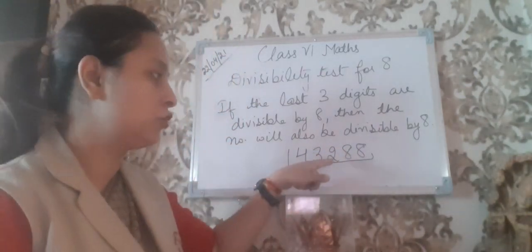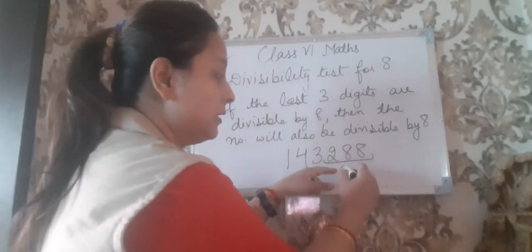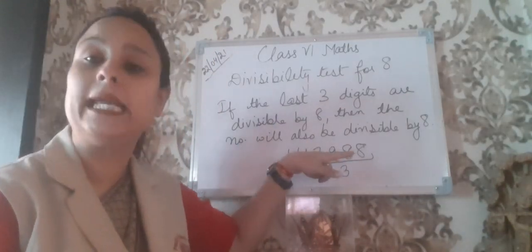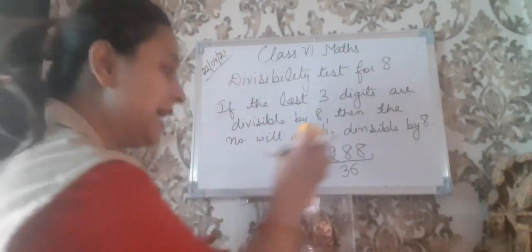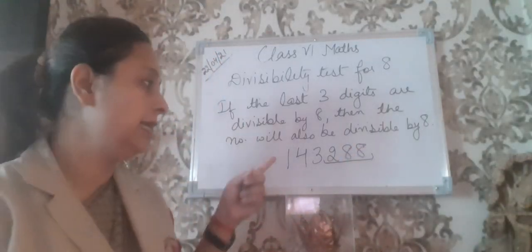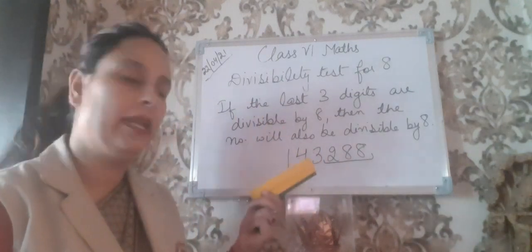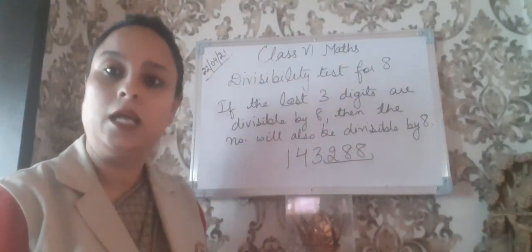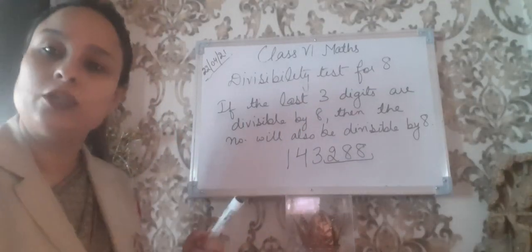Last 3 digits. So in the table of 8, 28? No, 24, right? 8 3s are 24. What was the remainder? Remainder is 4. Then it becomes 48. So 8 6s are 48 with 0 remainder. That means yes, 288 is divisible by 8. Right? 288 is divisible by 8. So if it is divisible by 8, then obviously the whole number is divisible by 8. This is the divisibility test for 8. Let's move on to the next one now.